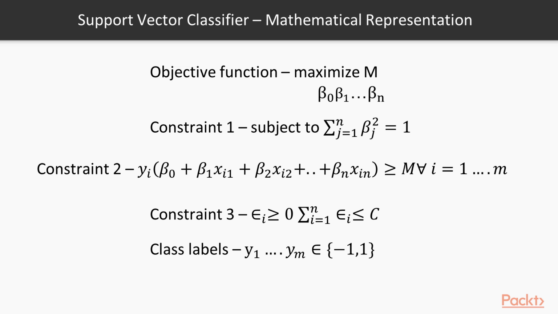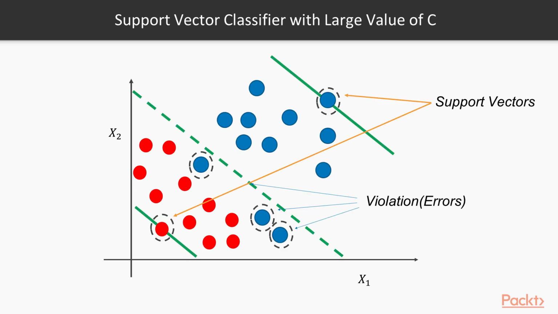There is a slight correction to the constraints to accommodate error terms. In constraint 3, the C value is a non-negative tuning parameter to either accommodate more or fewer overall errors in the model. Having a high value of C will lead to a more robust model, whereas a lower value creates the flexible model due to less violation of error terms. C value would be a tuning parameter, as is usual with all machine learning models.